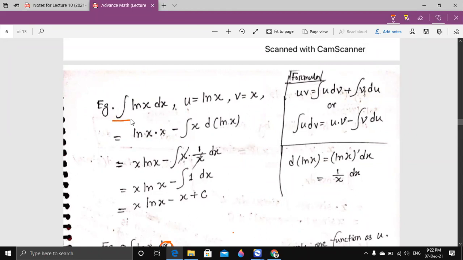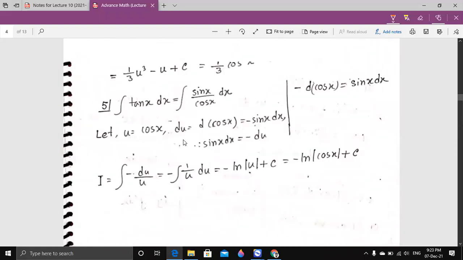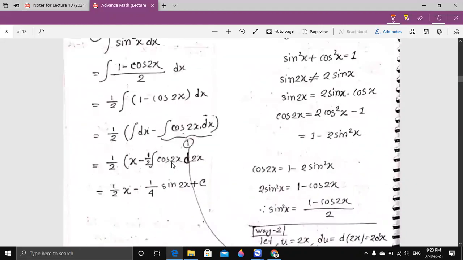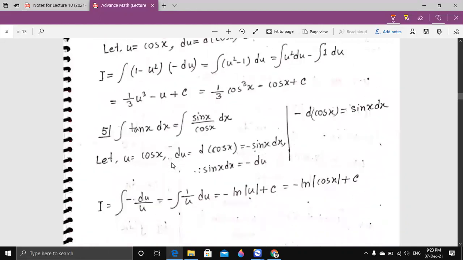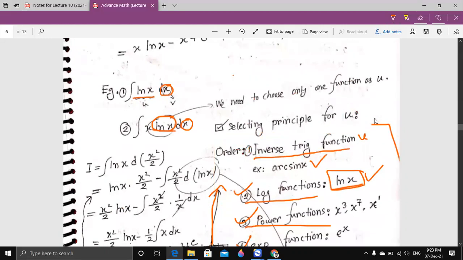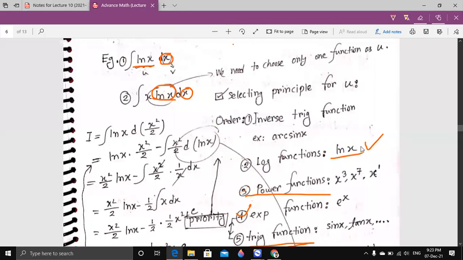So it is integration of ln x dx, right? We know that we cannot use the substitution rule here, because if we use substitution rule, it will become maybe very long. So here we have to let u and v. This is the selecting principle for u.